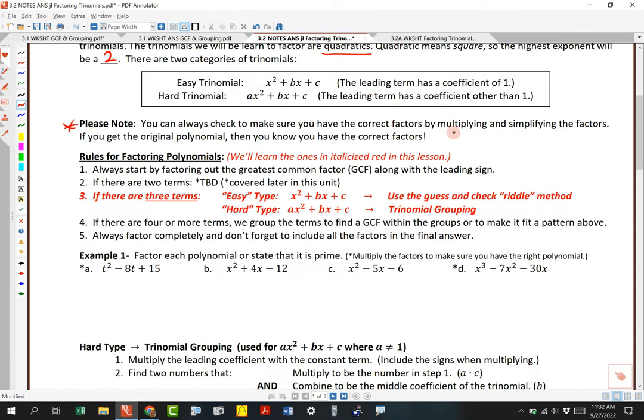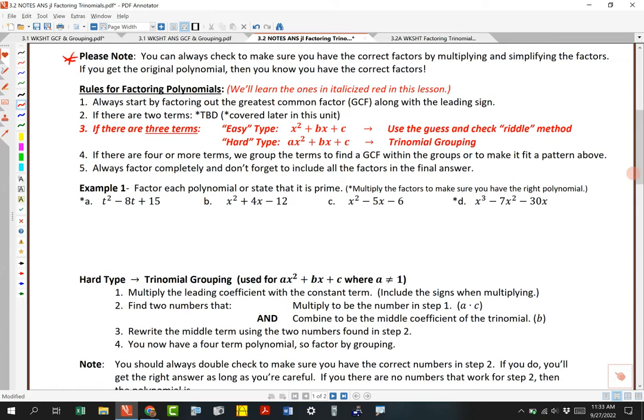You can always check to make sure that you have the correct factors by multiplying and then simplifying the factors together. You don't need to do that all the time, but it's a nice idea to do it every once in a while. So here we go. Factor each polynomial or state that it's prime. Yeah, we can say that it's prime. Multiply the factors to make sure you have the right polynomial.